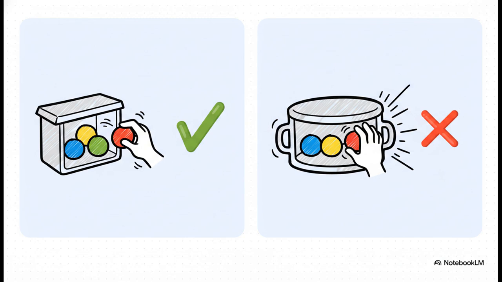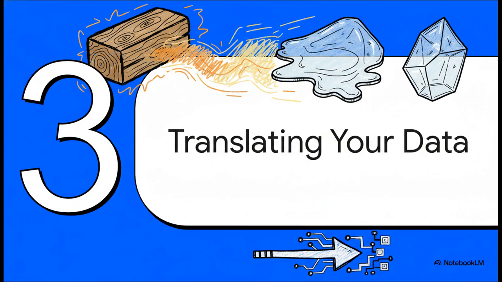It works. But on the right, we have a tuple, which uses parentheses. Because it's immutable, when we try to do the exact same thing, Python just says nope and throws an error. It literally cannot change the contents of that tuple. Okay, so we know our different materials.